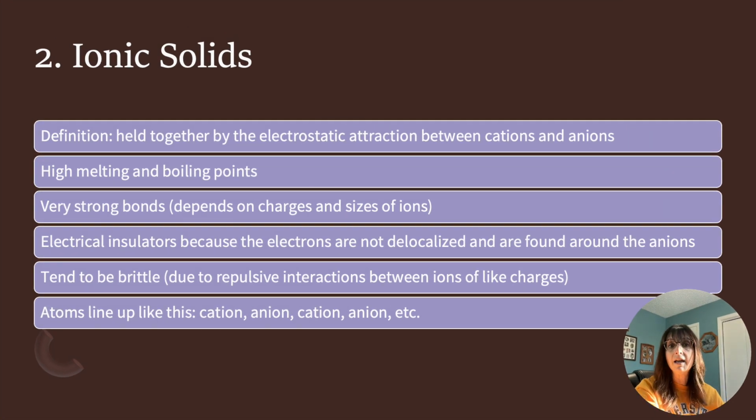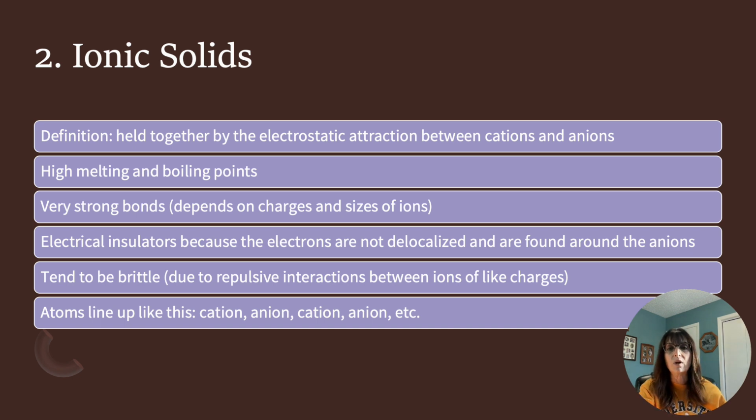Let's go ahead and touch on ionic solids. These are held together by the electrostatic attraction between cations and anions. You remember, something is giving away electrons and something's taking electrons. Sodium will give away an electron and chlorine will take it to make sodium chloride. Ionic solids have high melting and high boiling points. If you put some sodium chloride in a test tube and heat it over the hottest temperature Bunsen burner we have, it's not going to melt. They have very strong bonds, and that is dependent upon the charges and the sizes of the ions.